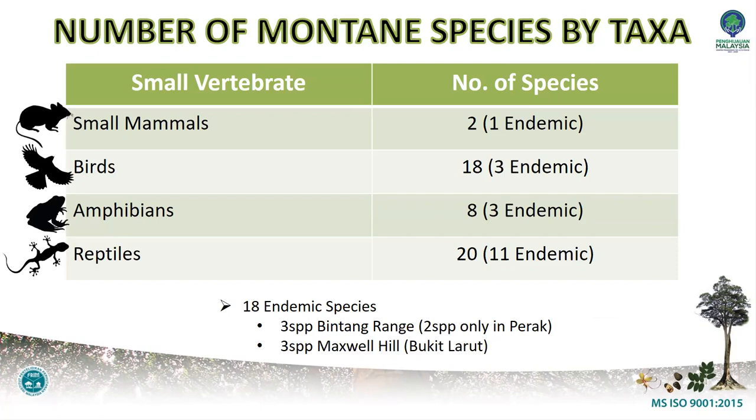Number of mountain species by TAPSA. Sejumlah 48 mountain vertebrate species diperolehi daripada data yang kita dah extract daripada 22 published paper dan daripada 7 gunung di Perak. Daripada jumlah ini, there are 2 mountain species of small mammal, 18 mountain species of bird, and 28 mountain species of herpetofauna, where amphibian with 8 species and reptile with 20 species. Daripada 48 mountain species ini, sejumlah 18 species adalah endemic, di mana 1 species mammal, 3 species burung, 3 species amphibia dan 11 species reptile.